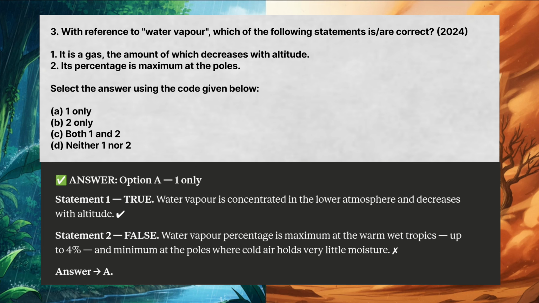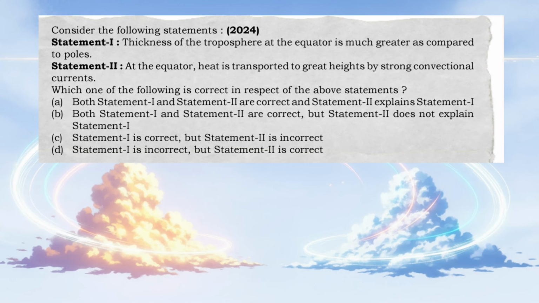Statement 1 true. Water vapor is concentrated in the lower atmosphere and decreases with altitude. Statement 2 false. Water vapor percentage is maximum at the warm, wet tropics up to 4% and minimum at the poles where cold air holds very little moisture. Answer A. Question 4, UPSC Prelims 2024.